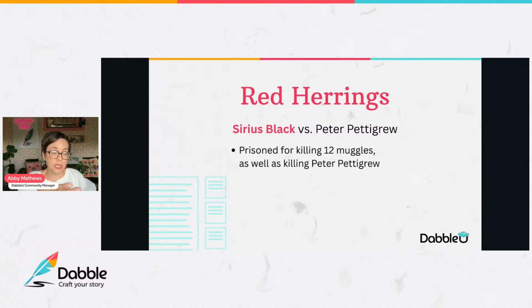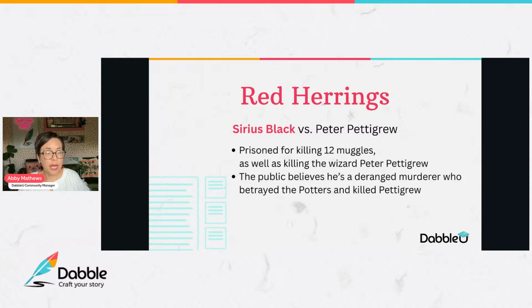He's imprisoned for killing 12 muggles, as well as for killing Peter Pettigrew, right? The public believes that he's a deranged murderer who betrayed the Potters and killed Pettigrew, right? So the wizarding public believes it as well, not just the main characters through whose lens we're seeing the story, but the whole wizarding world believes it, right?